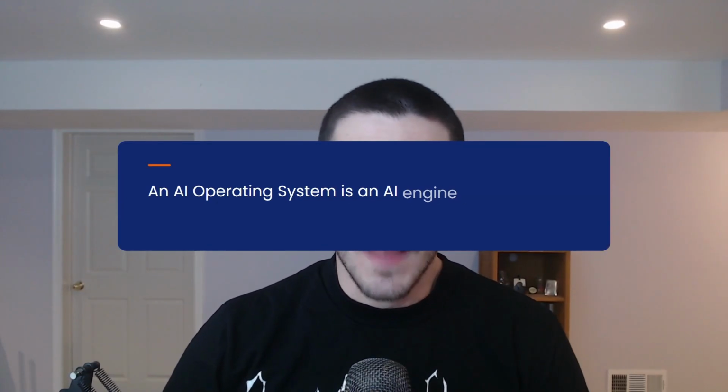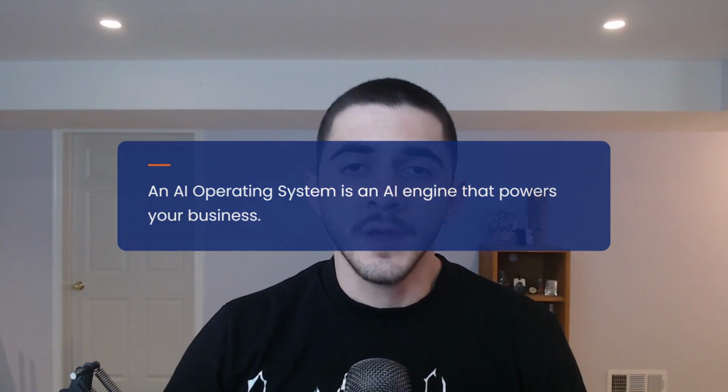You might have heard the term AIOS or AI operating system going around. Or maybe you've heard AI Brain or AI Knowledge Base, and you're hearing that this is the way to go over a whole bunch of different AI tools. But you don't really know what an AI operating system really means. An AI operating system is an AI engine that powers your business. It's one system that makes all of your tools talk to each other and fills in the jobs you can't do or hire for.